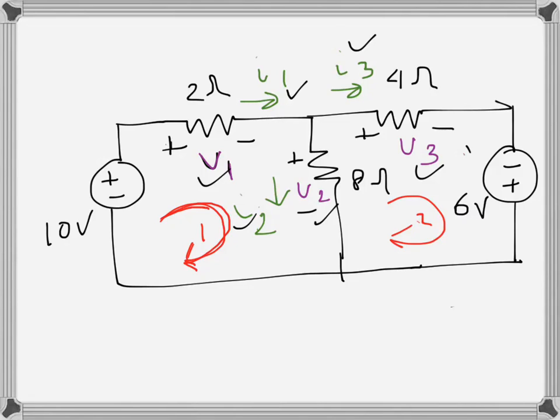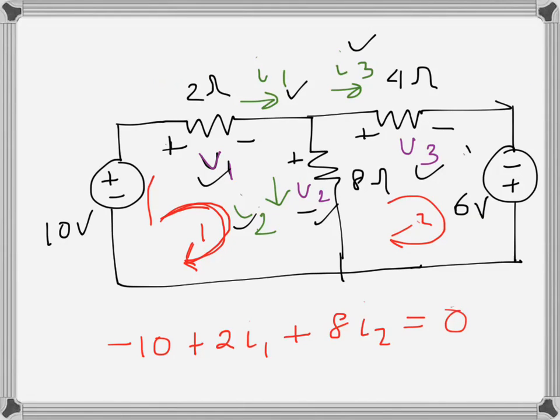for this one, the first one, if we write the equation, when we go this way, 10 volt is a rise, and then plus 2I1, that's a drop, plus 8I2 equals to 0. So the equation becomes 2I1 plus 8I2 equals to 10. So we have one equation there. And the second one is for the second loop, this one.